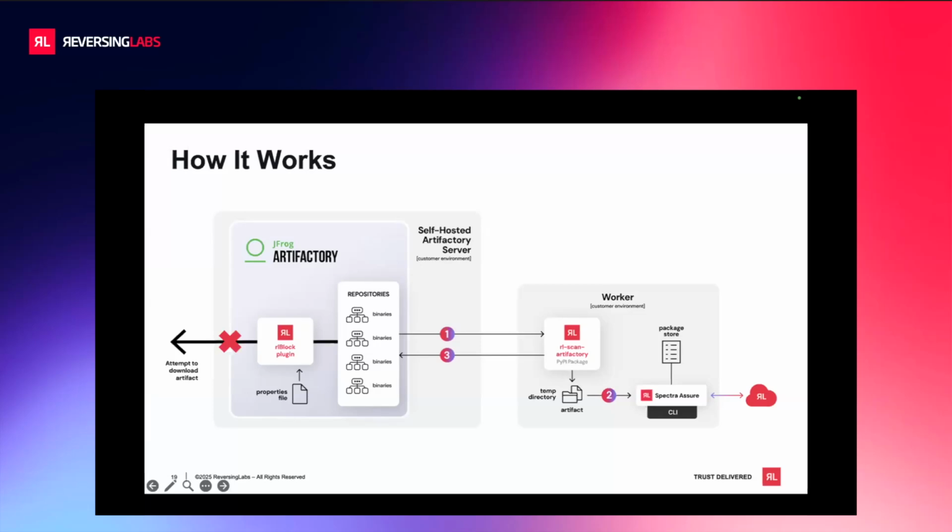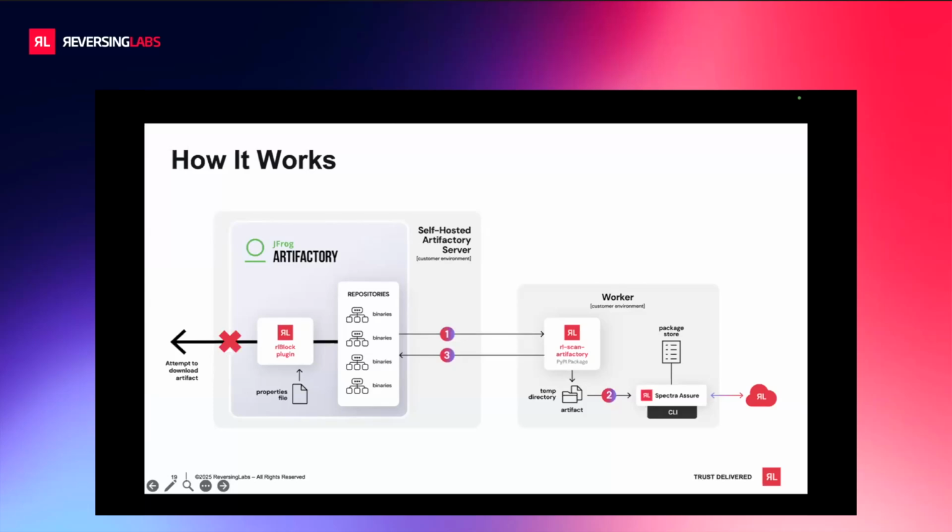The integration takes the form of two pieces. One is called RL Scan Artifactory, and that's a Python package available on the PyPI registry. The second piece is a plugin called RL Block Plugin, which you see on the left running as part of Artifactory. So in other words, it's running in process with Artifactory. Those are really the two pieces to it. And what I'm showing here is scanning with the Spectra Assure CLI. So you see that on the worker machine.